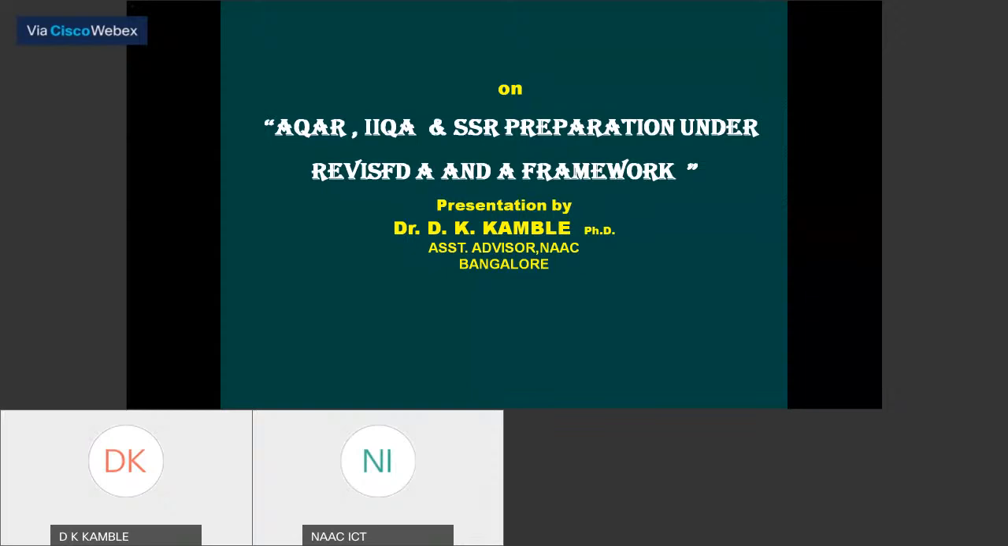As you know, NAAC has implemented the revised accreditation framework since 2017 onwards. Those institutions have already got accreditation before 2017. That was the totally old system. Now, most of the institutions are applying for cycle second and subsequent cycles for the national assessment and accreditation process of NAAC.